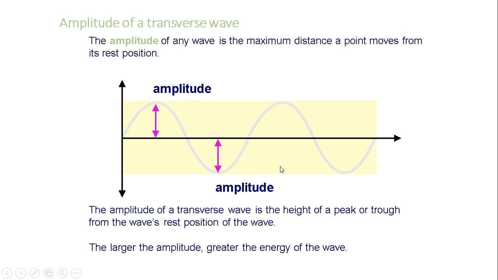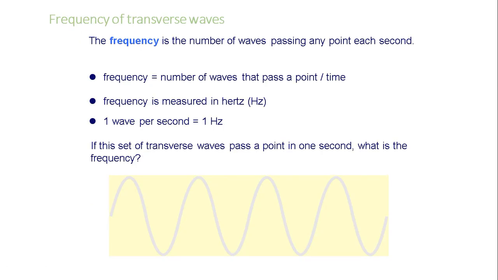Now, the amplitude of the wave. The distance from the center of the wave to the highest crest, or the distance from the center to the trough, the lowest point. That's the amplitude. So the highest is the crest and the lowest is the trough.